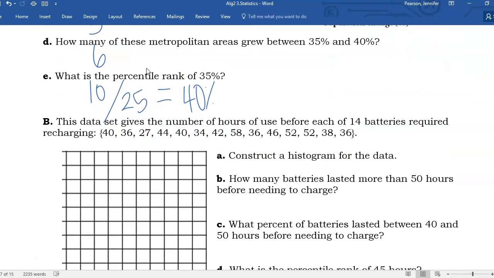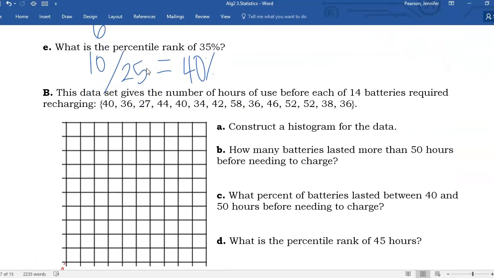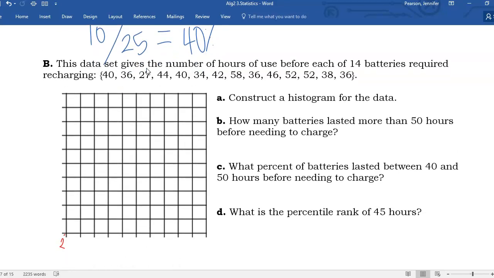Letter B, data set gives the number of hours of use before each of 14 batteries required recharging. Okay, so how long does that battery last? Construct a histogram of the data. To make a histogram, we're definitely going to need the minimum and the maximum so that we can help scale our axis and choose our bin width.